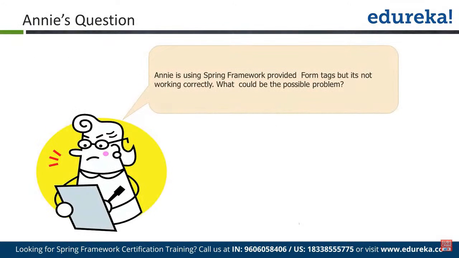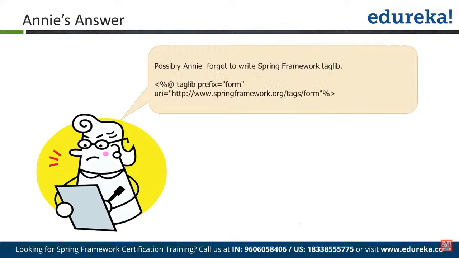So Annie is using Spring Framework provided form tags, but it is not working correctly. What could be the possible problem? Remember, I want to use a form tag. Somehow on the JSP, it is not working. I'm not able to get it. Most probably, we have not declared the tag libraries on top of the JSP page. That is a very common thing. JSTL and Spring tags are different. JSTL is again a tag library, but for some predefined tags like c, core.